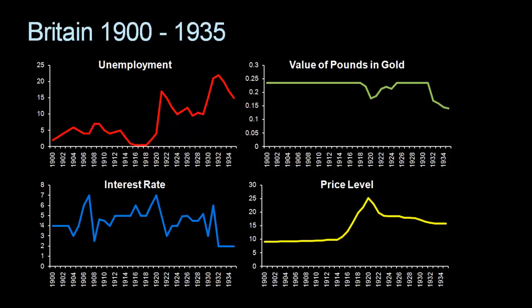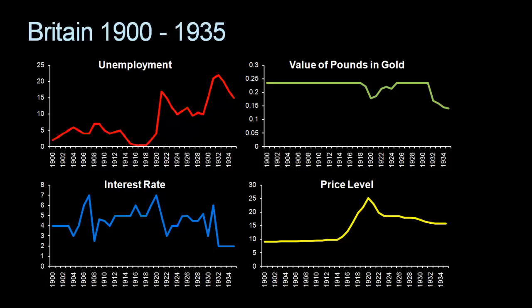On the bottom left, we see the interest rate that is set by the Bank of England, and this ranges from a high of about 7% to a low of 2%. And finally, on the bottom right, we have the wholesale price level in Britain, which ranges from a low of about 10 to a high of about 25. Now, this wholesale price level is basically a measure of the price of numerous goods and services in the economy and will give us a sense for what the inflation rate was in Britain at a particular time.